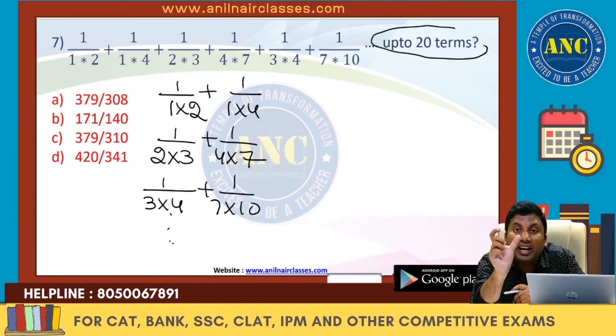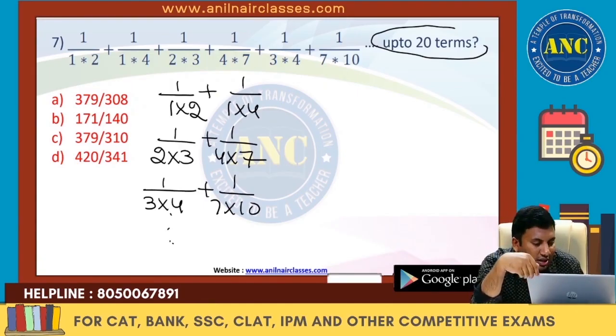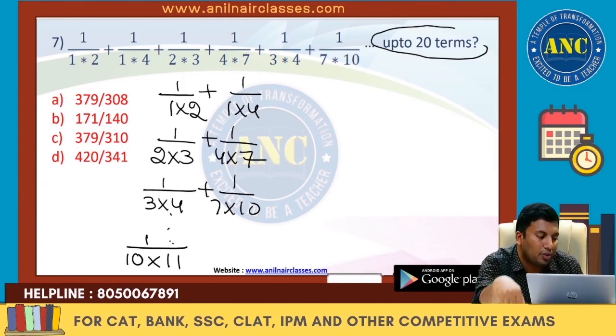That means if I take 2 terms as a group, there are 10 groups in total. So 19th term will be 1 by 10 into 11. I hope it is clear.